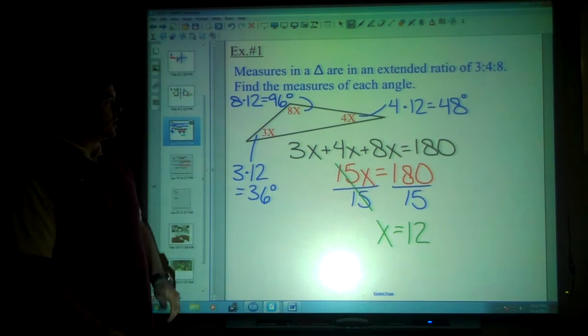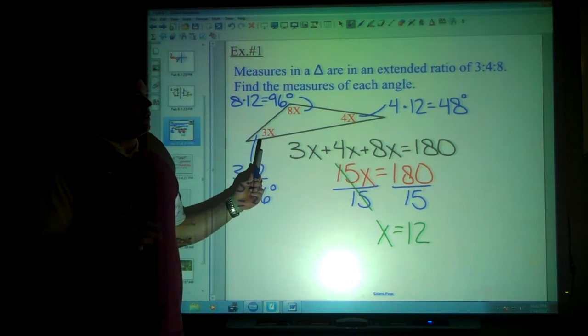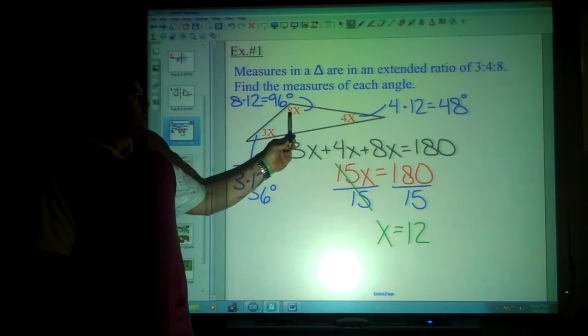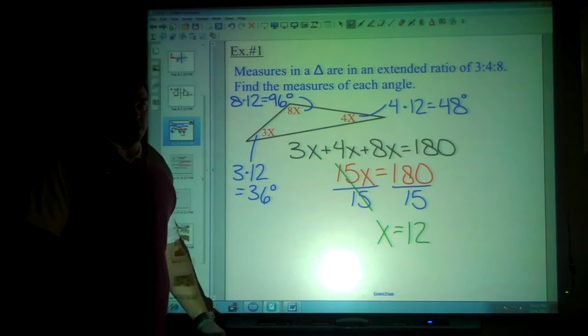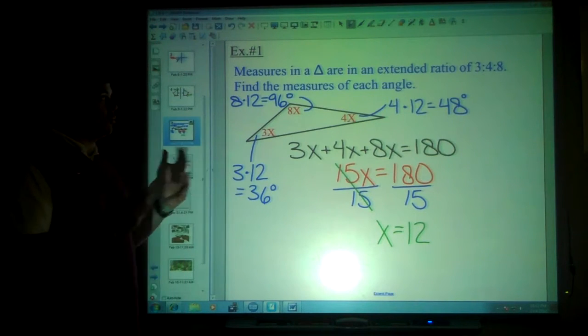So the relationship works. If the relationship extended ratio is something like 2, 5, 7, then I'd put 2x, 5x, and 7x into this triangle, and I would solve it the exact same way. That's all you have to do. It's pretty easy to solve.